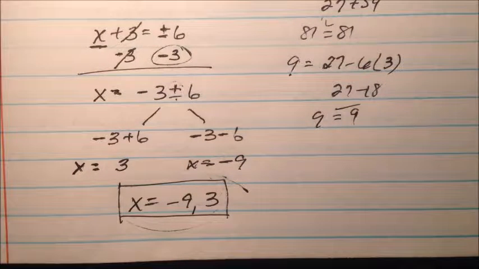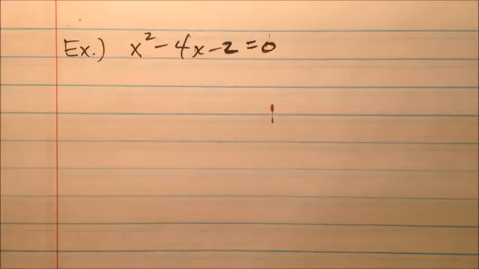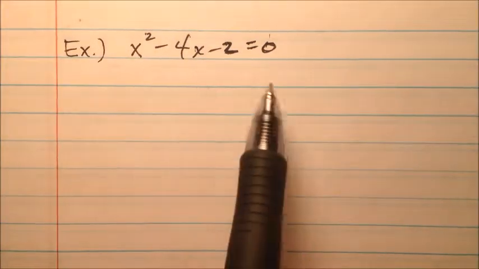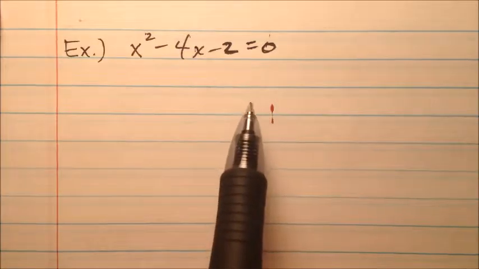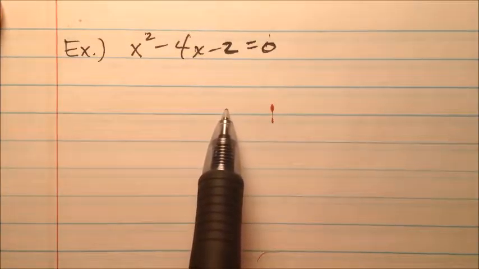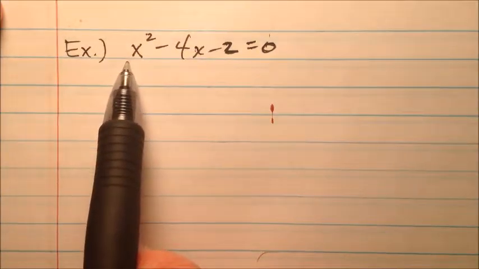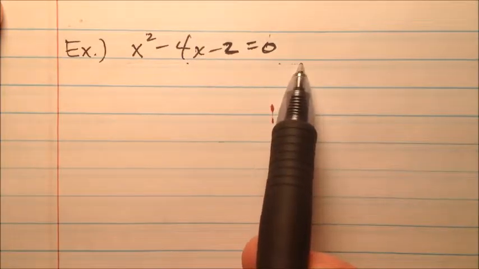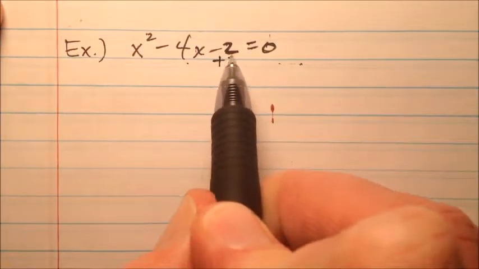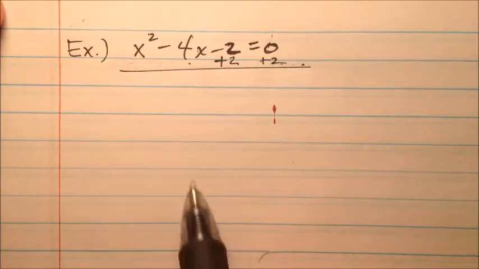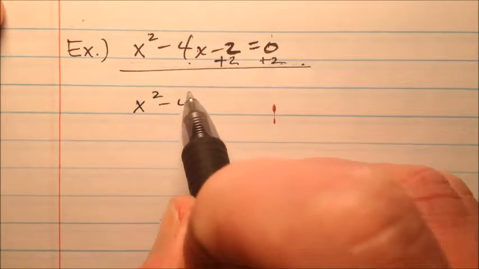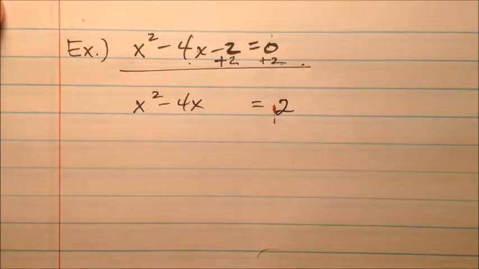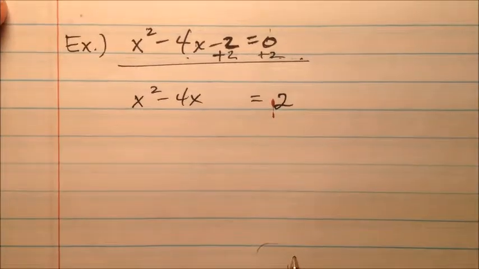So that's our first example. In this next example for completing the square, I have x squared minus 4x minus 2 equals 0. So we mentioned previously the very first step is to get our variable terms on one side and our number terms on the other side. So I'm just going to quickly add 2 to both sides here, and I'm going to get x squared minus 4x, and then equals 2.